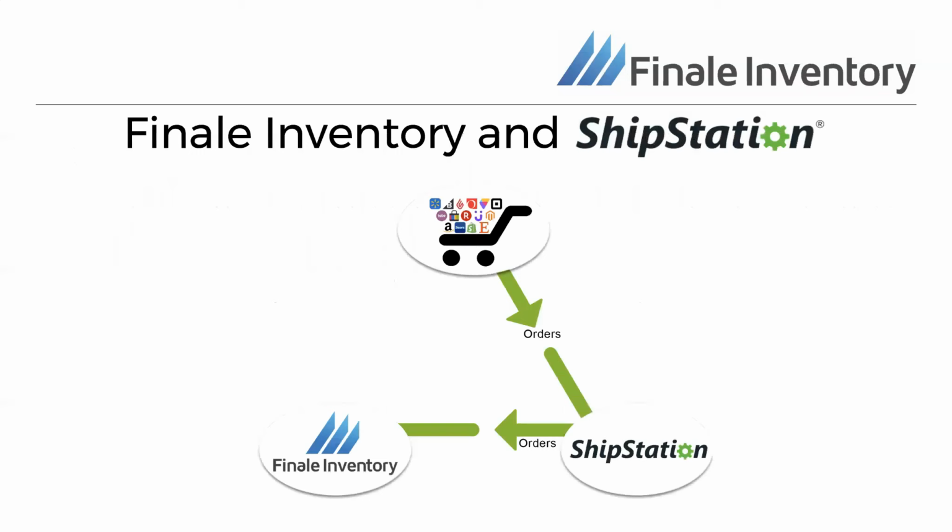So this is a little flow chart of how orders get into Finale. You can see the orders originate at the marketplace, then they flow into ShipStation. From ShipStation, they flow into Finale. Once the orders are in Finale, Finale updates the stock levels back to the marketplaces. Now, Finale also has the ability to push orders into ShipStation. Lastly, ShipStation is going to be responsible for pushing the tracking numbers back out to the marketplace.